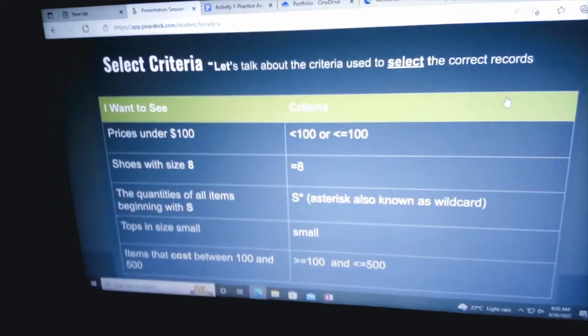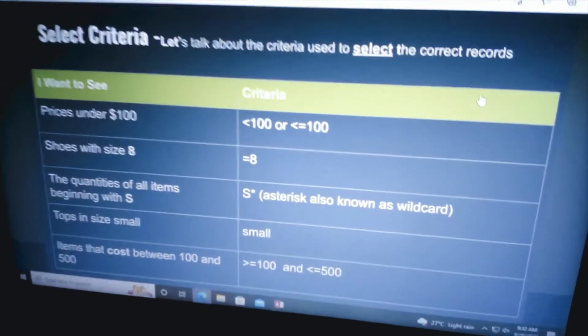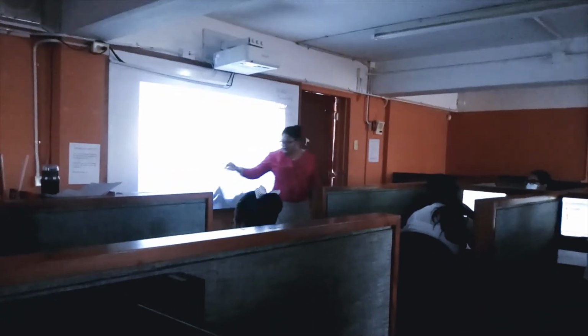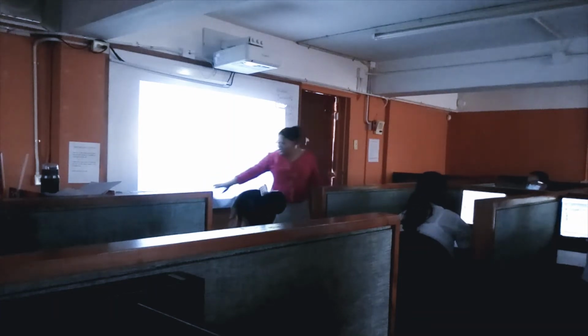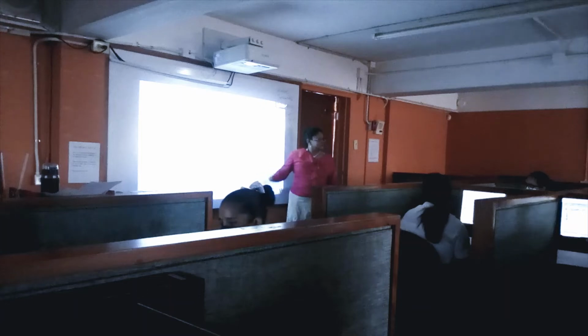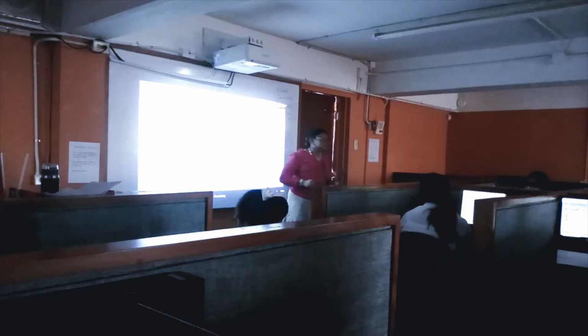I want to see all the quantities beginning with S. Now this one is new. If I want to see something beginning with S, it's the letter S and a star. That simply means once it starts with S, anything else. It's called the wildcard, and you can read more about that. If I want to see the tops in size small, on the criteria for size, I put small. Items that cost between 100 and 500: you all remember that? Greater than or equal to 100 and less than or equal to 500. What do you think? Yes, miss. It's basically what data you want to see.